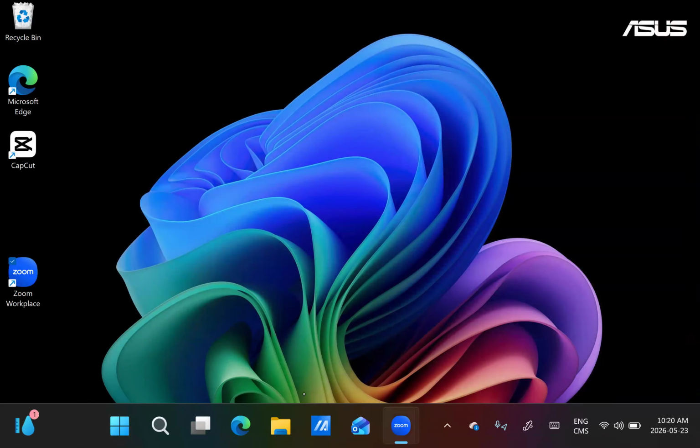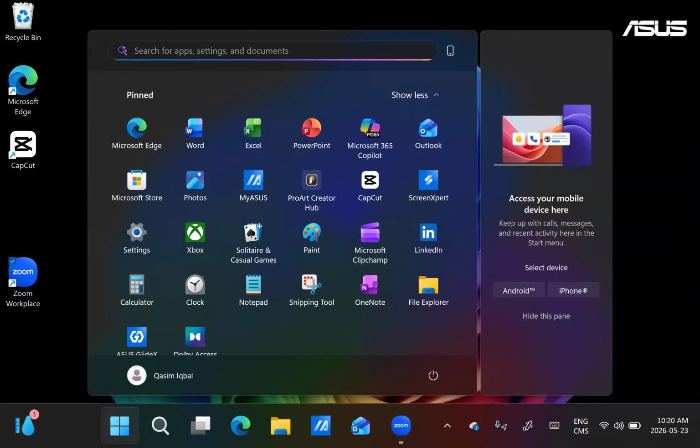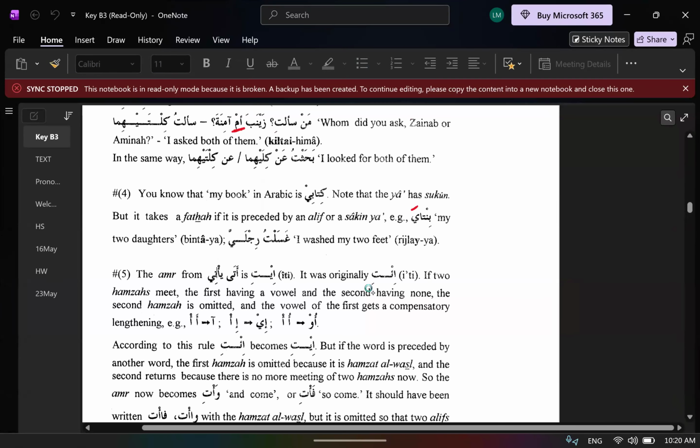Okay. I have to restart my OneNote because it got stuck.